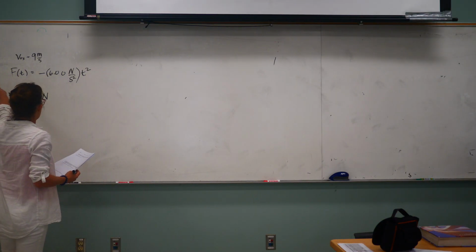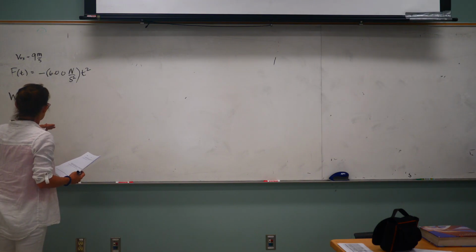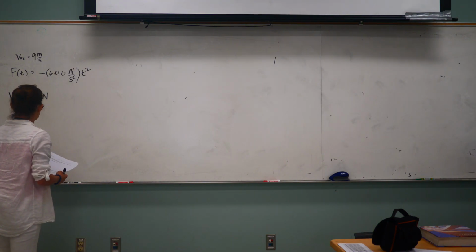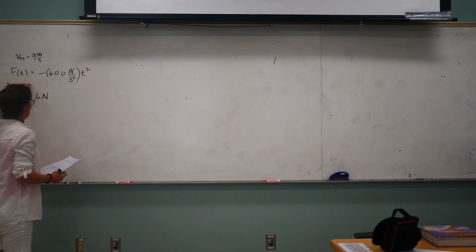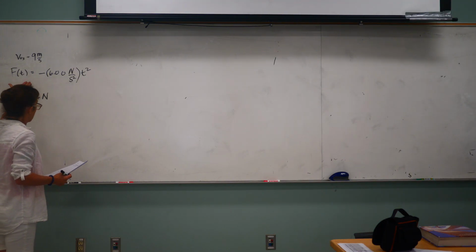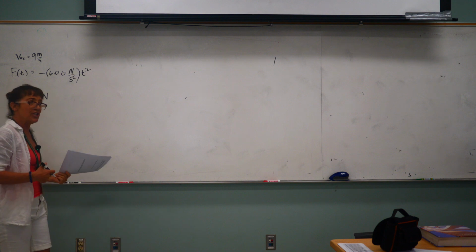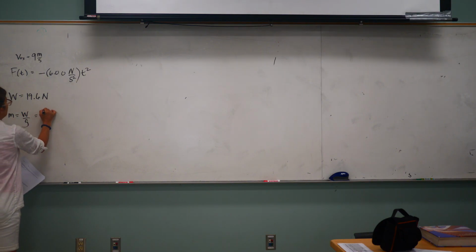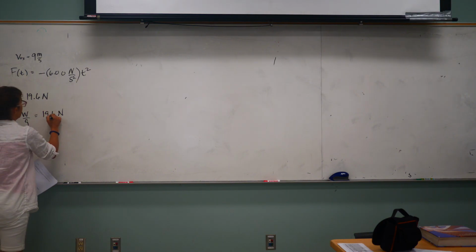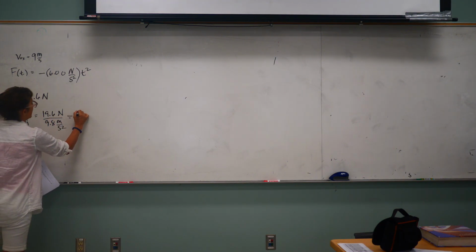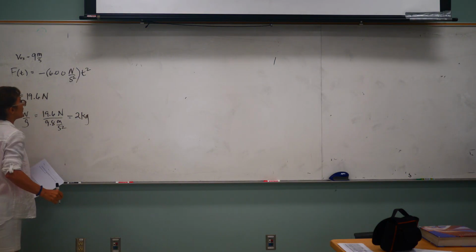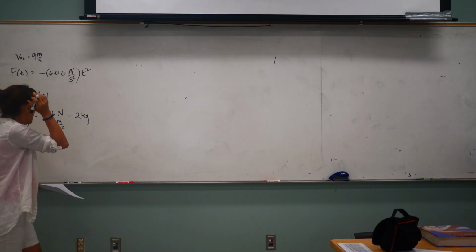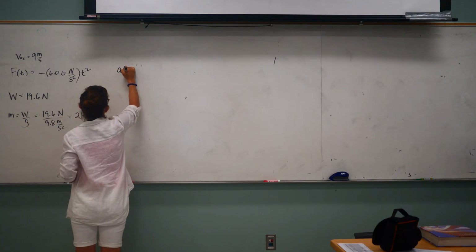All right, now we need to know how far the box moved from its position before coming to rest. So, I have an expression for force here. I'm going to divide by mass to get an expression for acceleration. So mass equals weight over g equals 19.6 newtons divided by 9.8 meters per second squared. That's going to give me 2 kilograms.